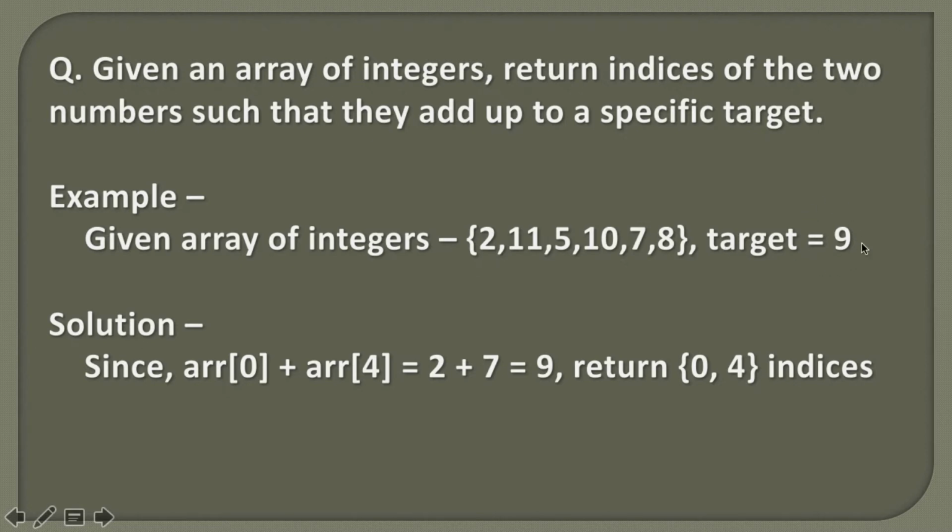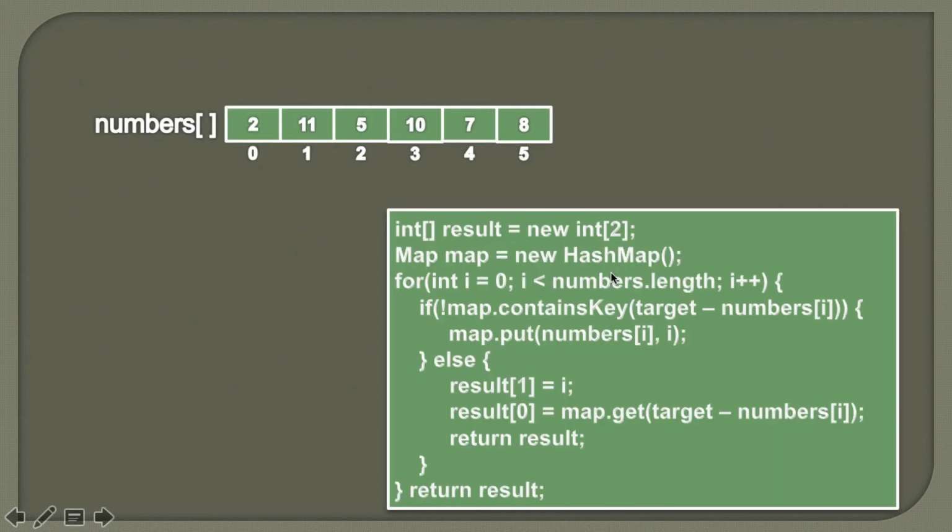So here the problem states that we need to find two such numbers in this complete array which add up to the target. If we take the above example, then the solution would be the element at 0th position, which is 2, and the element at 4th position, which is 7. So they add up to the target. So we need to return the indices of it, 0 and 4. 0 is the index position for the number 2 and 4 is the index position for the number 7. So let's move ahead and see the demo of the algorithm.